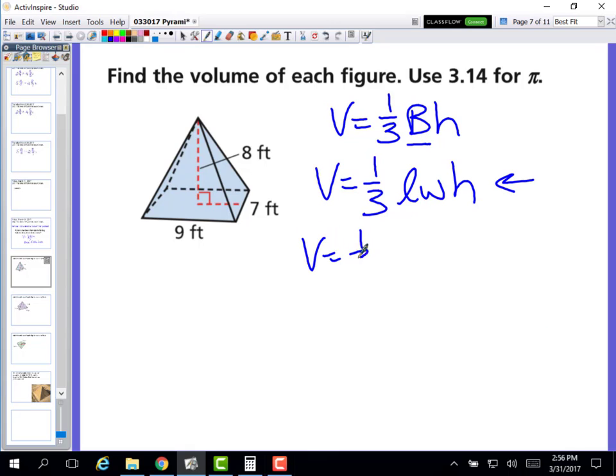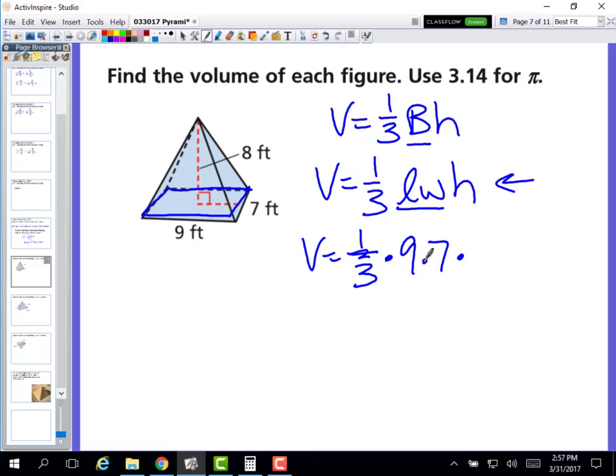Volume is equal to 1/3 times. And now we look for length and width of the base. That's going to be the rectangle part here. Now I know that's a parallelogram there, but that is a rectangle on this particular shape. So we know its length is 9 and its width is 7. So we've got 9 times 7 times.